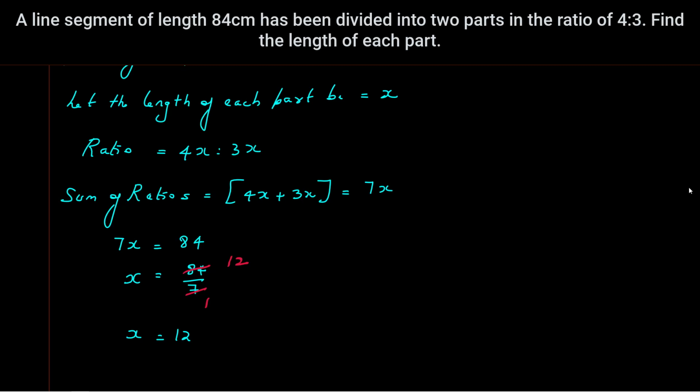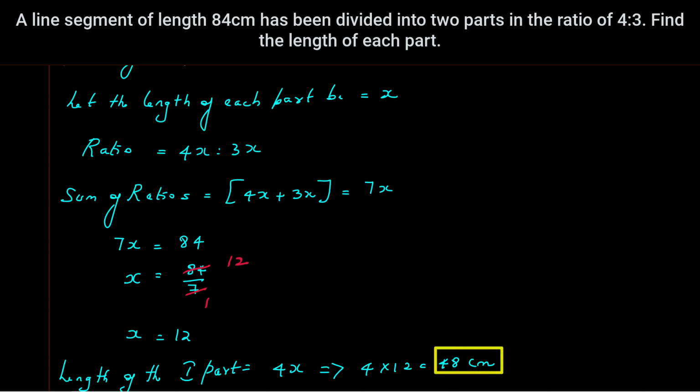So what is the length of the first part? The ratio of the first part is 4x. So the length of the first part is equal to 4 times x, that is 4 into 12. So that is equal to 48 centimeter. Units are very, very important. Please don't forget to write the units.